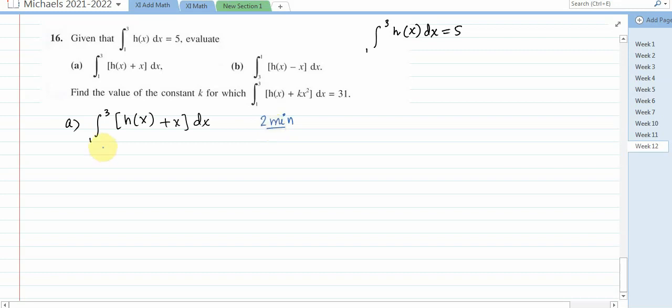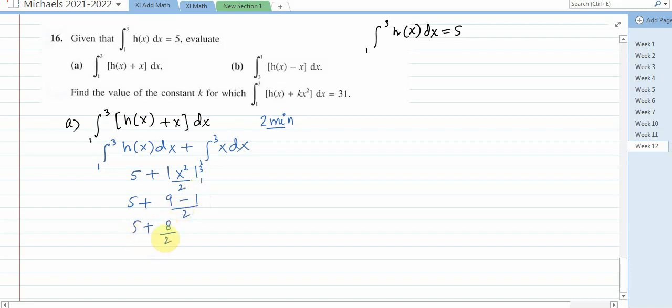Alright, so it will be integral of 1 to 3 h of x dx plus integral of 1 to 3 x dx. For the first part we have the exact value of h of x dx from limits 1 to 3, and that is equal to 5, plus now we need to integrate that part, so it's x squared divided by 2, applying limits 1 to 3. So now it will be 5 plus upper limit 9 minus lower limit 1, divided by 2. 5 plus 9 minus 1, 8 divided by 2. 8 divided by 2 is 4, and 5 plus 4 is 9, and I hope that you are getting the same value.